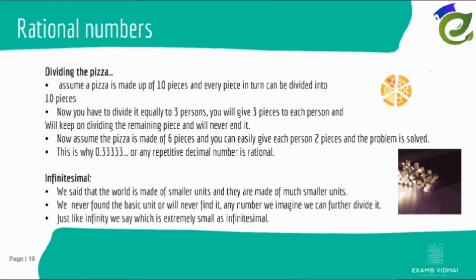So assume a pizza is made up of 10 pieces, and every piece in turn can be divided into 10 pieces. You are given a task. There are 3 members and 1 pizza. That pizza can be divided into 10 pieces. If some piece exists separately, you can divide it further into 10 pieces. Nothing other than that. So what you will do is give 3 pieces to each person.